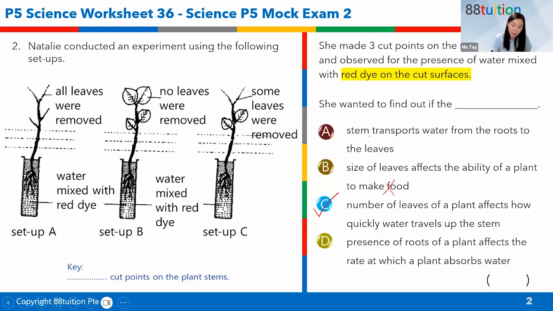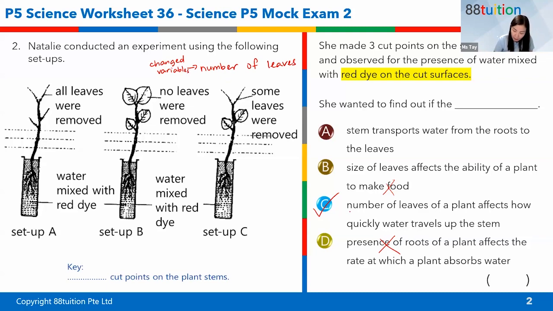Now, the stem transports water from the roots to the leaves. In this case, all of them will. The changed variable is the leaves. Very good. Gordon, you already noted that. The changed variable is actually the number of leaves. Everything else remains constant. Well done. The stem is also cut equally for all. So the number of leaves is the changed variable, so something to do with the leaves, right?